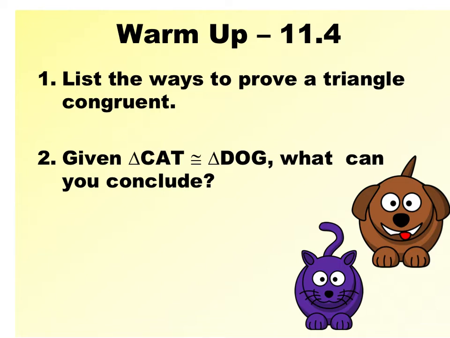We have learned that we can prove two triangles congruent using side, side, side; side, angle, side; angle, side, angle; angle, angle, side; and HL, which means hypotenuse, leg, for right triangles. Now let's move on to number 2. Given triangle CAT and triangle DOG, what can you conclude?